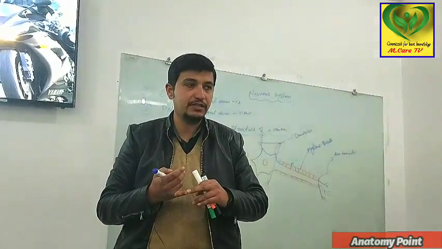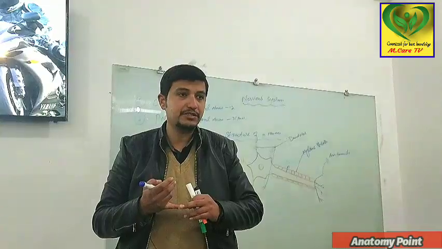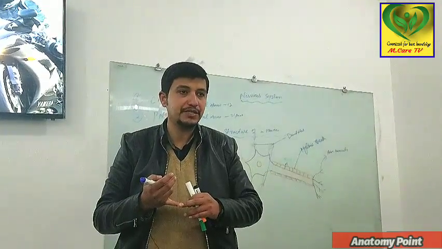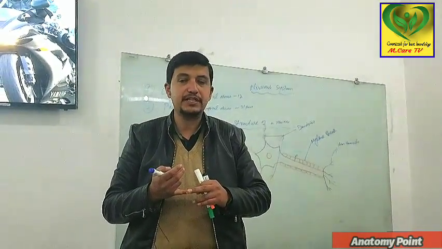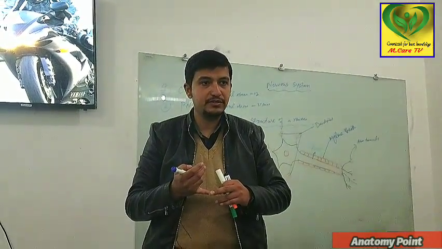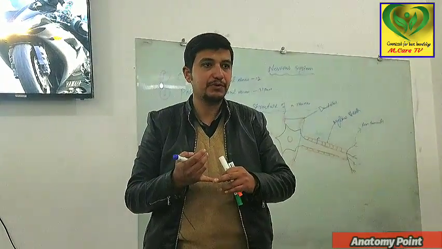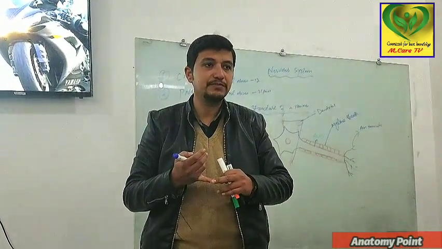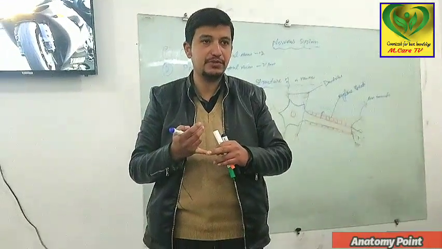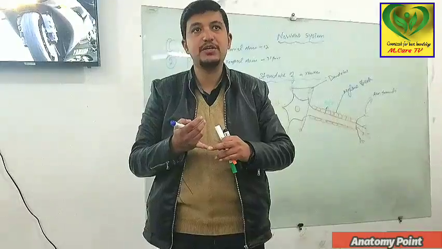And if it is completely damaged, if there is complete damage of the myelin sheath, then what happens? The axonic fiber will be exposed to diseases, exposed to problems. Then there will be restriction of the message, blockage of the message. So we can say that the message can't pass.